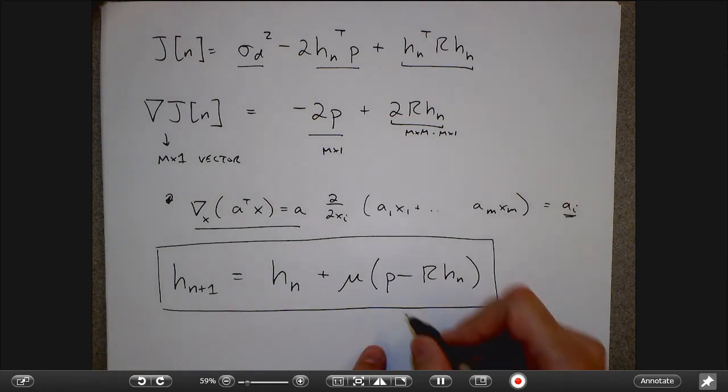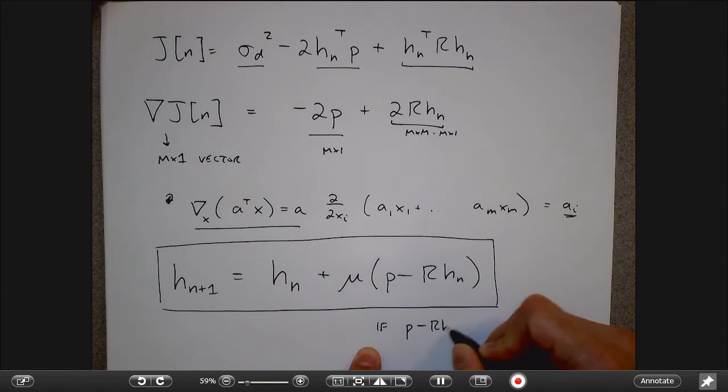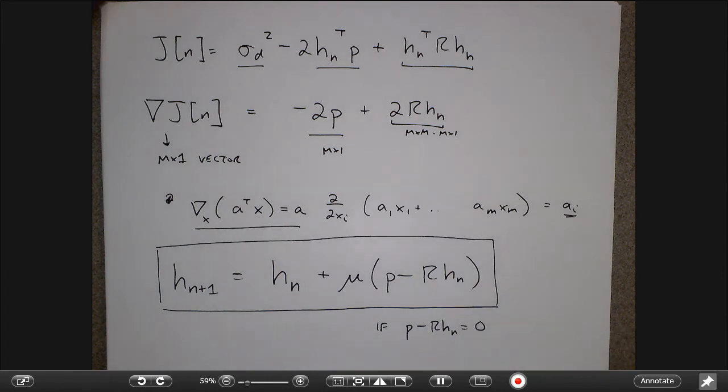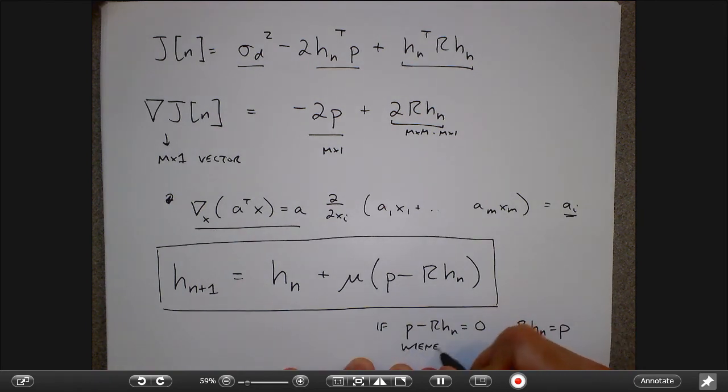And you can see that if this direction is equal to 0, that means that I have this, and this is actually just saying that the Wiener-Hopf equation is satisfied.